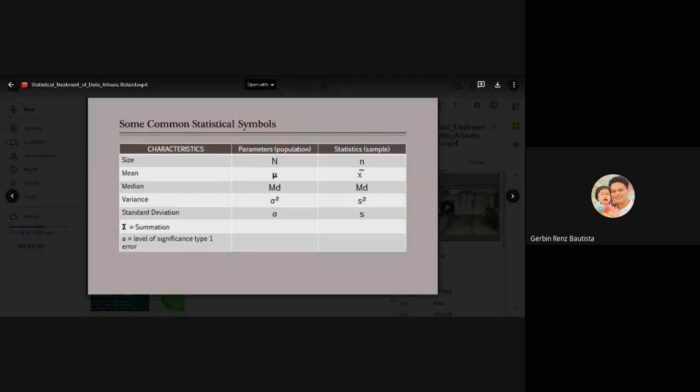For the mean of a population, we use the symbol mu, and X bar for the mean of a sample. Population variance uses the symbol sigma squared, and S squared for sample variance. For both population and sample median, we use Md, and for the standard deviation of a population, sigma is used, whereas S is used for the standard deviation of a sample. We also use the summation symbol and the alpha symbol to represent the level of significance, or type 1 error.